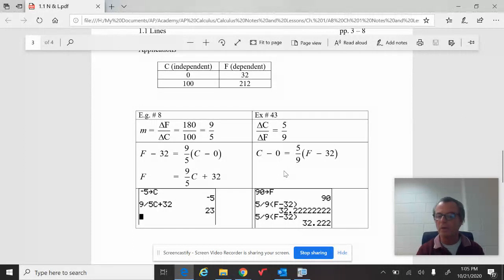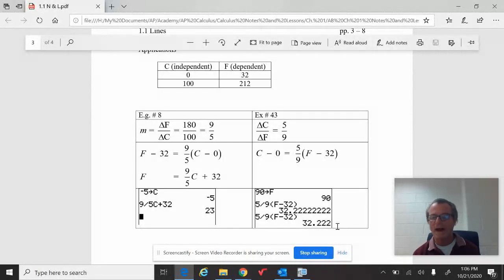So in example 8, it says find the Celsius equivalent of 90 degrees Fahrenheit. So now Celsius is dependent. So I put 90 in for Fahrenheit. And I do 5/9 times that, take away 32, you get 32.2 repeating. And for the AP test in the spring, we're going to round consistently to 3 decimal places.